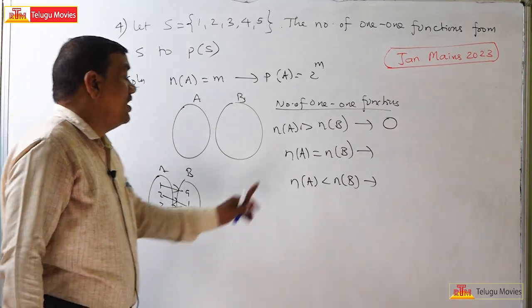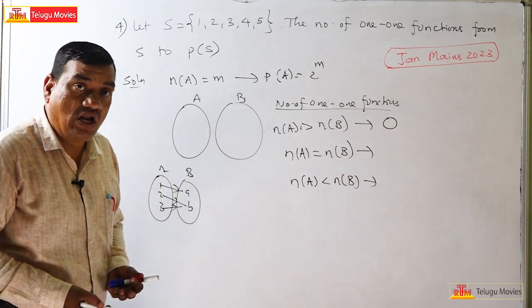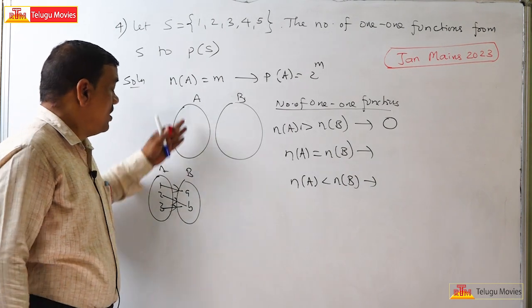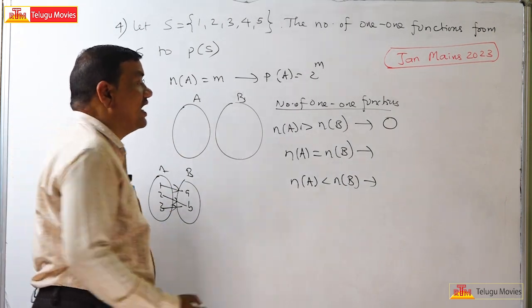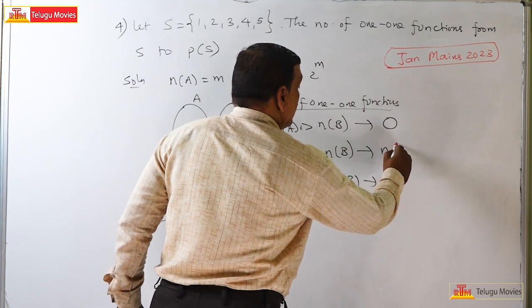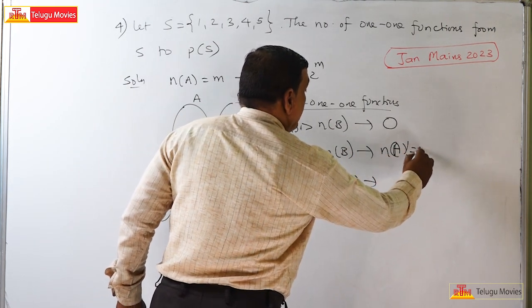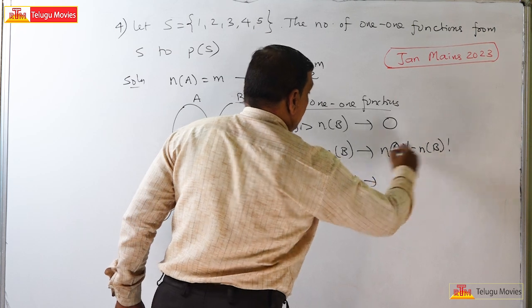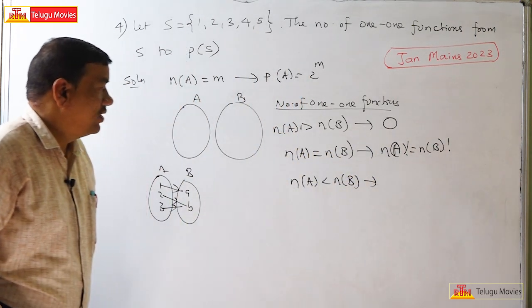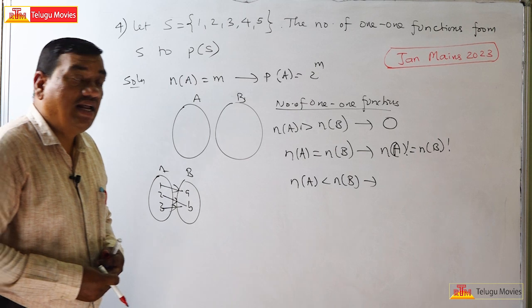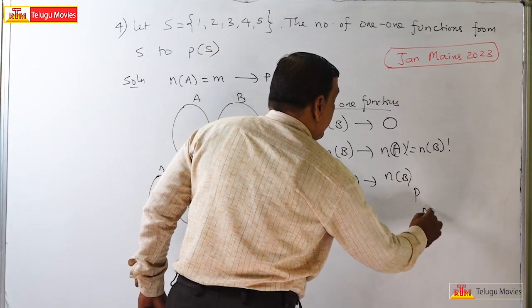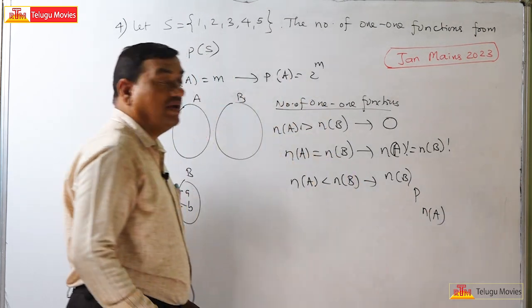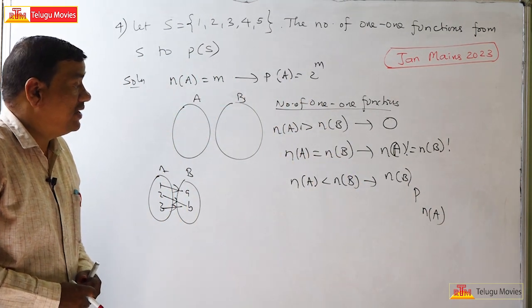Okay, now, if N of A is equal to N of B, the number of elements, that is filling in the number of blank places, that is N of A factorial or N of B factorial. That will be the final answer. If N of A is less than N of B, then it is N of B P N of A.